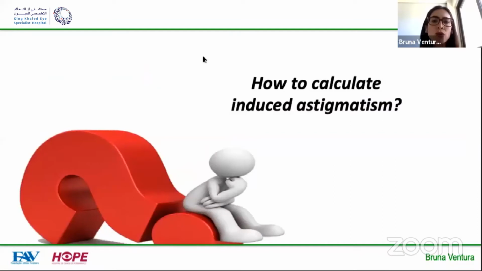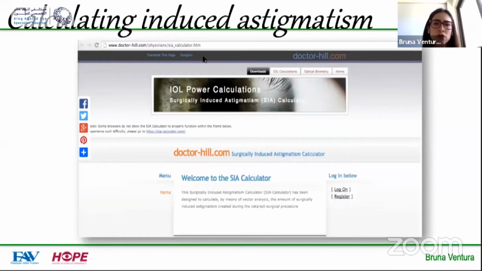So how to calculate the induced astigmatism? We can use Dr. Hill's website, which very easily calculates the induced astigmatism that we induce in our surgery if we want to have a personalized number.